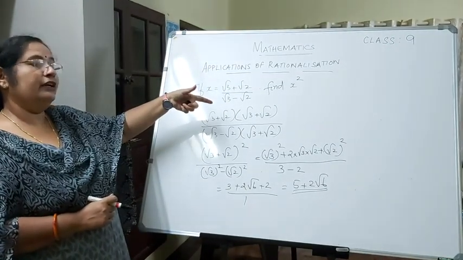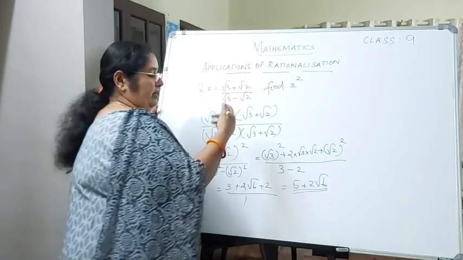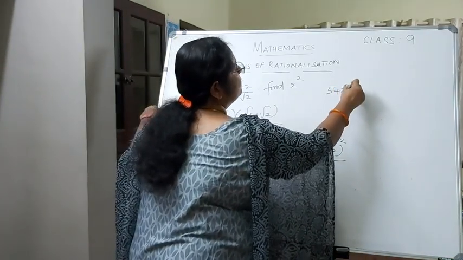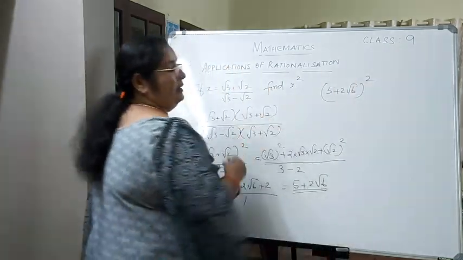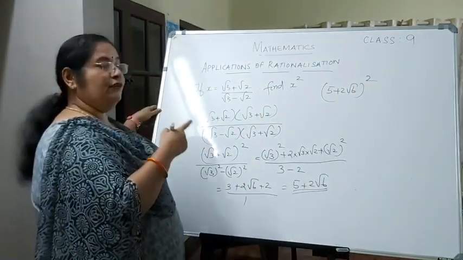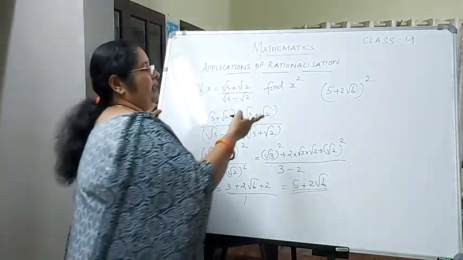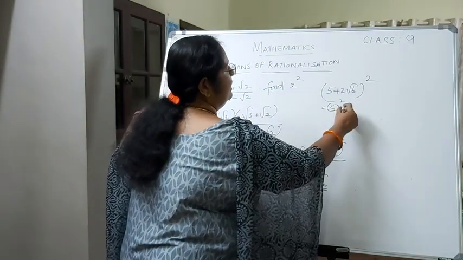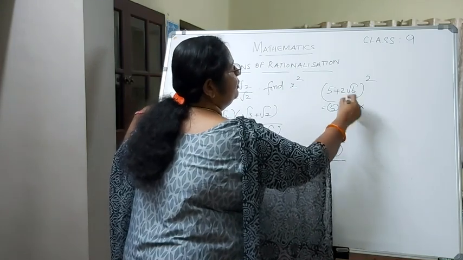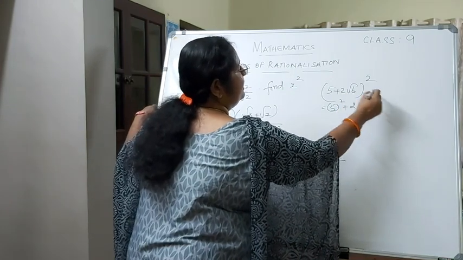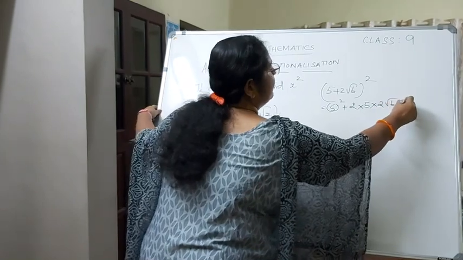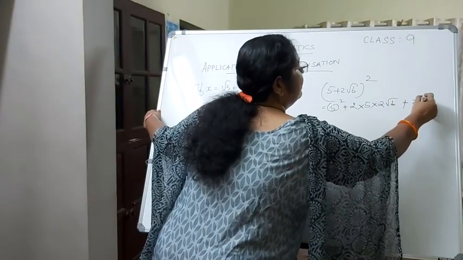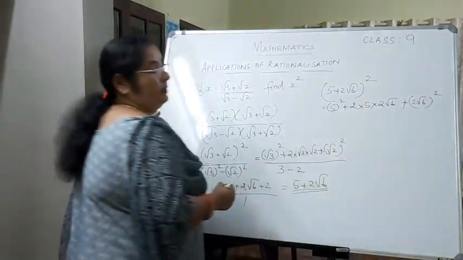Now what we are asked to find out? Find x square. So x square means (5 plus 2 root 6) the whole square. Again this is of which form? (a plus b) the whole square. This will be equal to a square, which is 5 square, plus 2 into a, which is 5, into b, which is 2 root 6, plus b square. B is 2 root 6, so b square will be (2 root 6) the whole square.